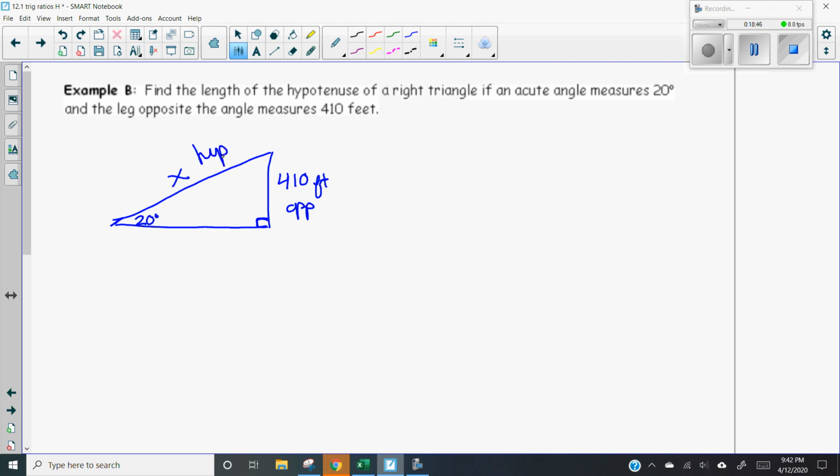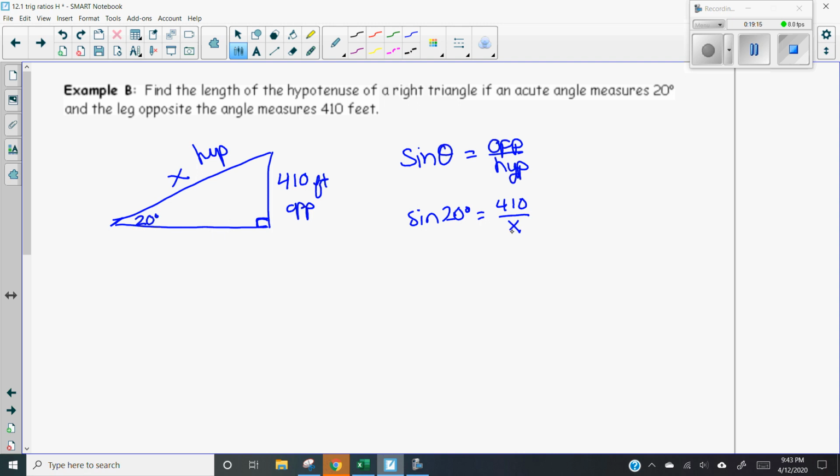So if you think about SOHCAHTOA, the one with the O and the H is sine. So we're going to use the sine function. So just write down what it says. Sine of theta is equal to opposite over hypotenuse. And let's plug in what we have. We have the angle, it's 20 degrees. An angle always goes in there. Please don't put a side there. That is equal to 410 over X.